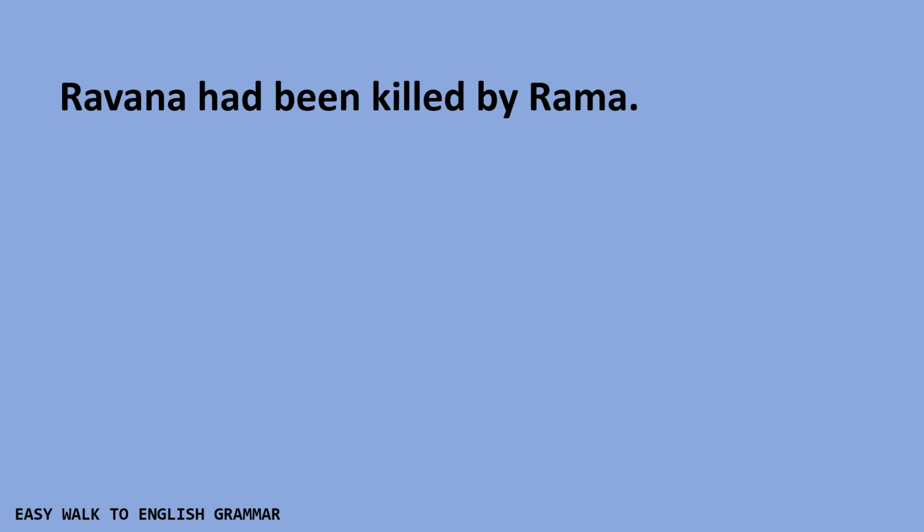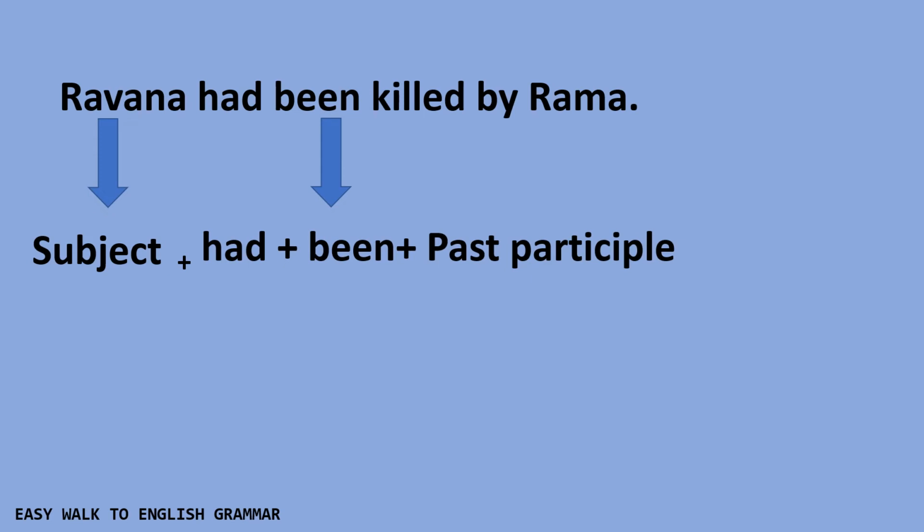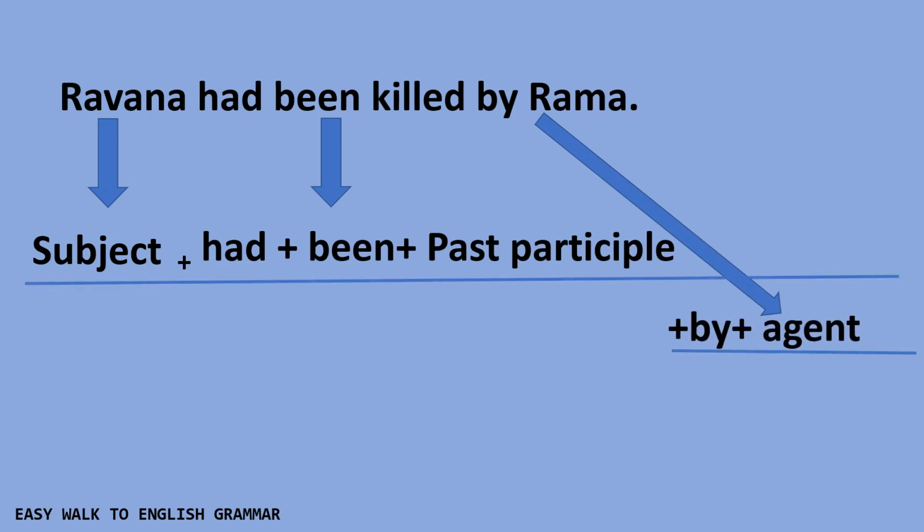Ravana, the object of the previous active voice, has become the subject here, plus had plus been, the second auxiliary of the perfect tenses, plus past participle form of the verb, plus by the preposition, plus agent Rama. This is the format of passive voice in past perfect tense.